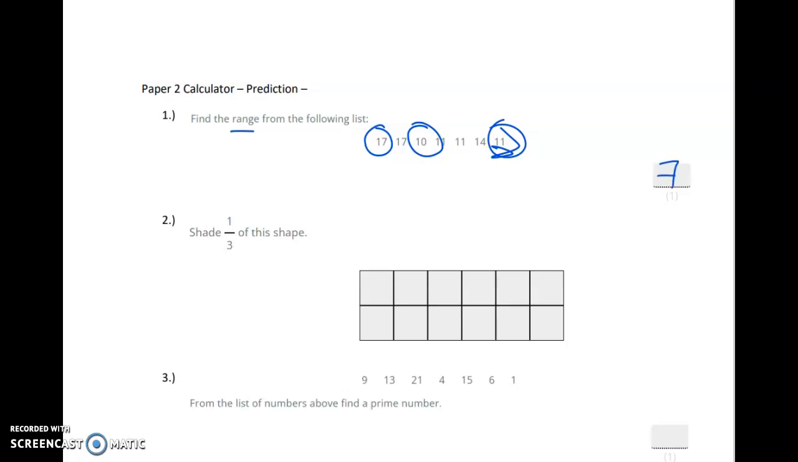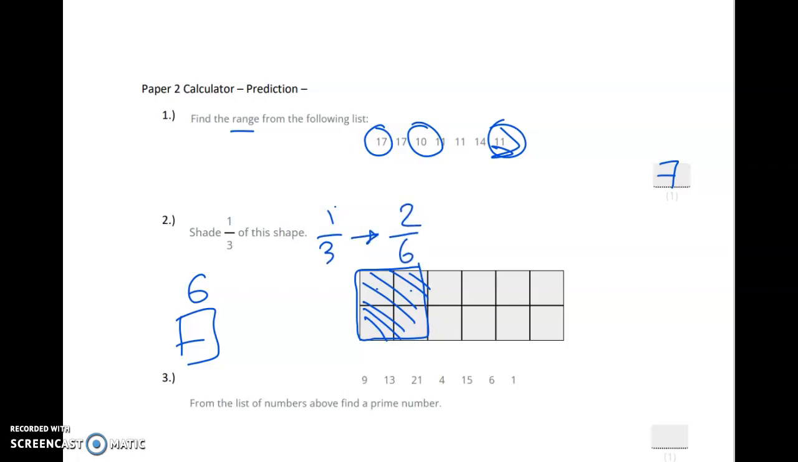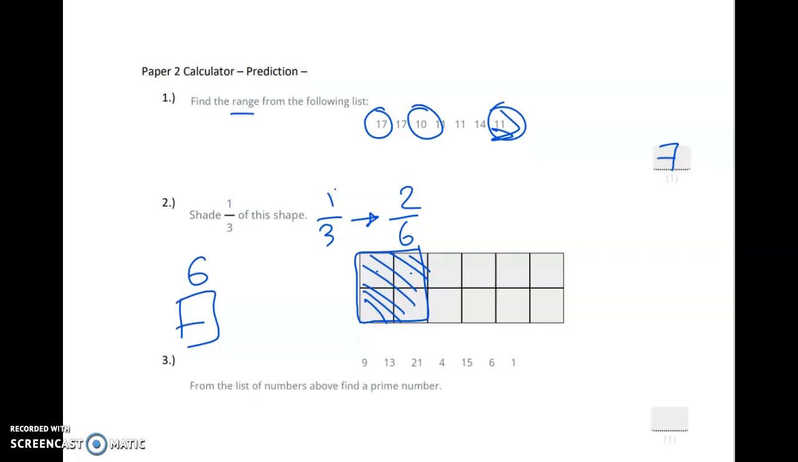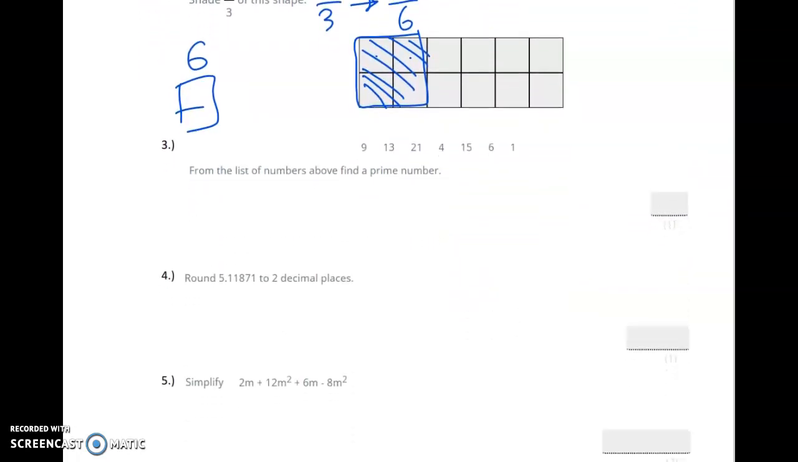It says shade a third of this shape. So how many boxes have we got? 1, 2, 3, 4, 5, 6. So we've got 6 of those, each one of these doubled. So I'm thinking, if we've got 6 of those, what we want is a third of it. So we'll do 2/6. Yeah, so if we share that, we want 2 of those. So 1/3 is basically the same as 2/6. So it's doing fractions.